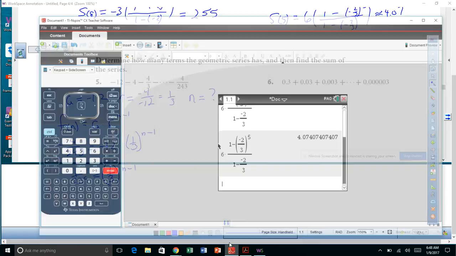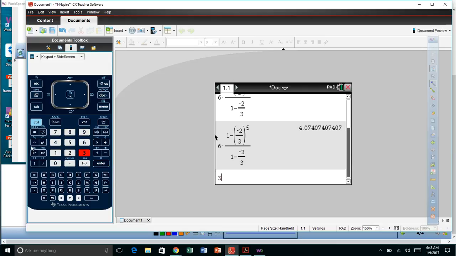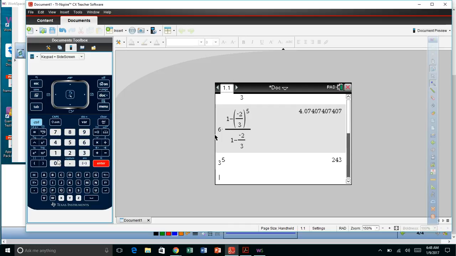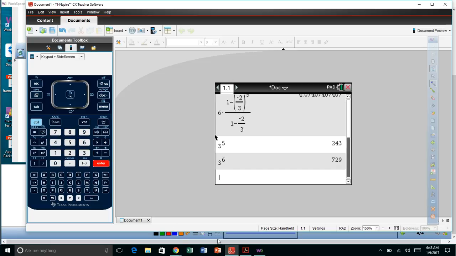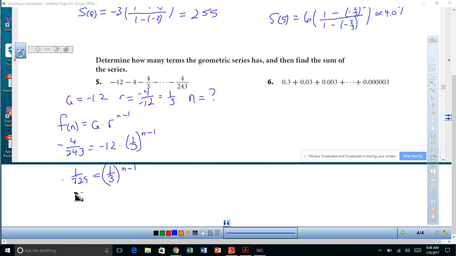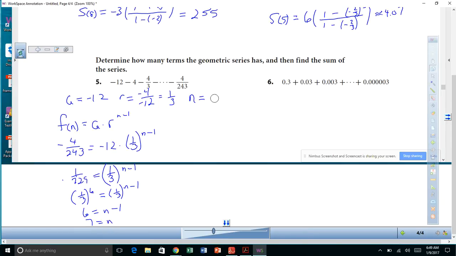Let's see here. 3 caret 5 is 243. 3 caret 6 is 729. So that's going to be 1/3 to the 6th power equals 1/3 to n minus 1. So 6 equals n minus 1. 7 equals n. I added 1 to both sides. So n is 7.